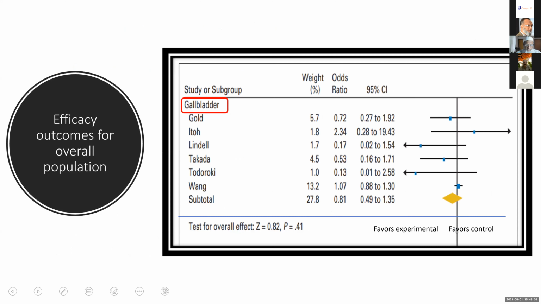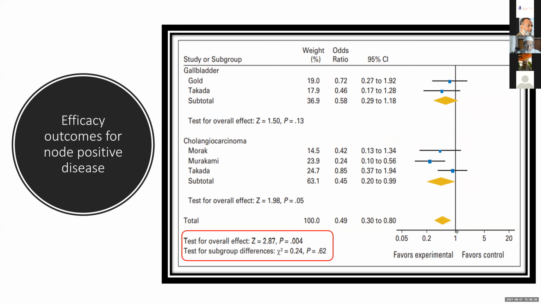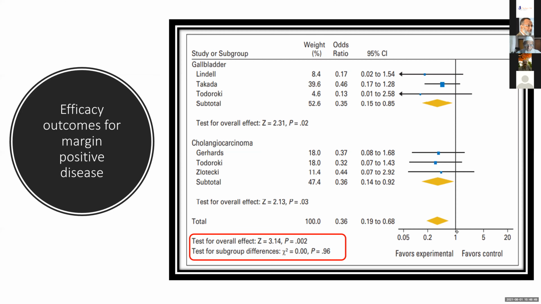So, if we discuss the meta-analysis regarding adjuvant treatment, the gallbladder subgroup, which is the overall population, says that on the forest chart it favors the experimental arm, meaning the adjuvant treatment, though it is not statistically significant. The cholangiocarcinoma group also benefits, though not significantly. But for node-positive disease, in both gallbladder and cholangiocarcinoma, it is statistically significant. The p-value is 0.004. And for the positive margin, it is also statistically significant, giving a greater benefit when we add the adjuvant treatment.